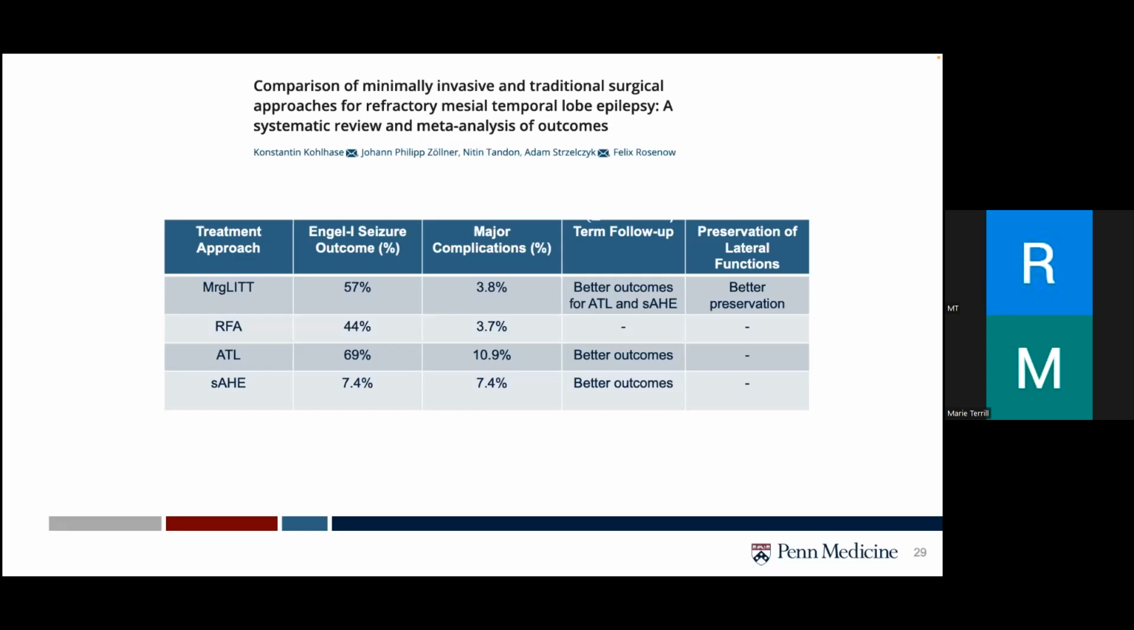Clearly, open surgeries like ATL and selective hippocampectomies were found to be superior in their seizure outcomes compared to your LIT or radiofrequency ablations. Rates of major complications were also essentially similar between LIT and radiofrequency ablations, but higher for ATL and selective amygdalohippocampectomies. All procedures were associated with the occurrence of neuropsychological deficits. Left-sided surgeries had a higher rate of verbal memory impairment, but the MRI-guided laser therapy showed better preservation of lateral functions like naming or object recognition compared to other approaches.